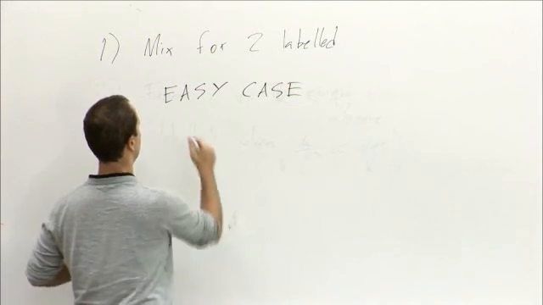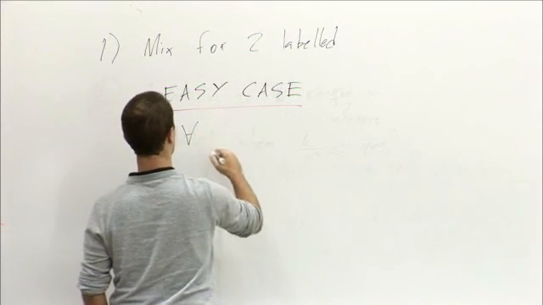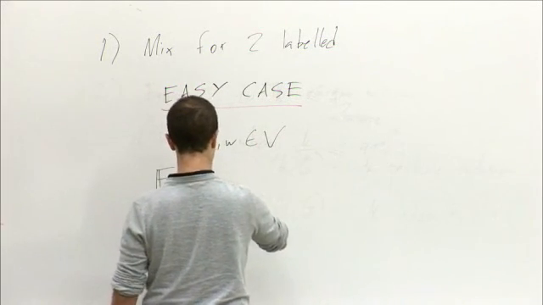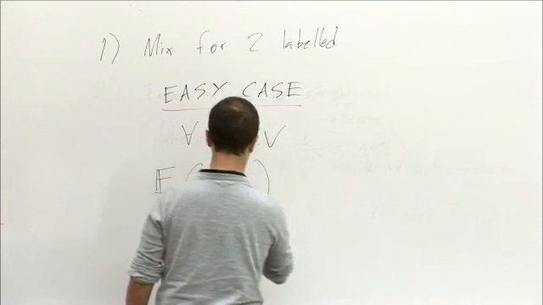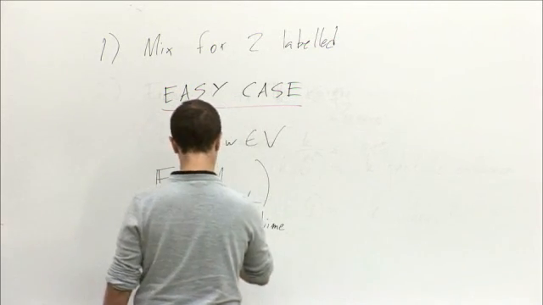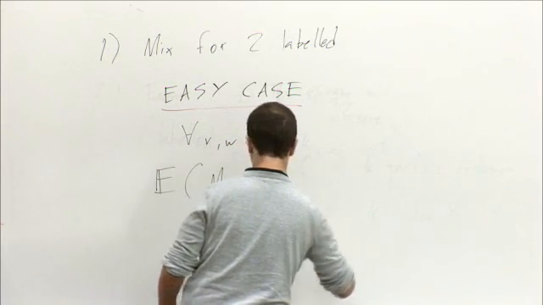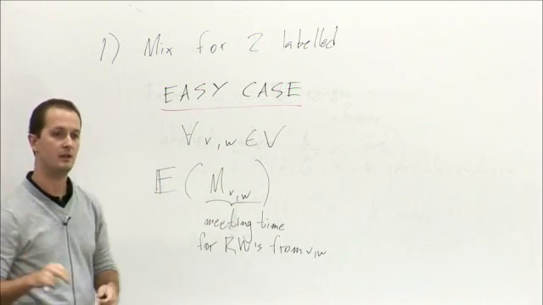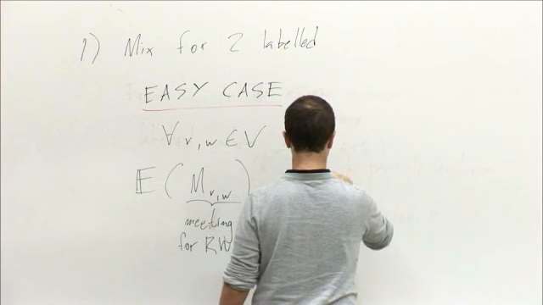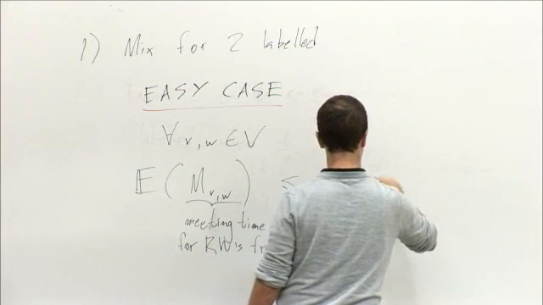The easy case, coupling number 1, is when for all vertices in your graph, the expected meeting time for random walks from v and w (and I hope what that means is clear; meeting time means you let them evolve independently until they find one another) is less than, say, 8,000 times t-mix of a single random walk.